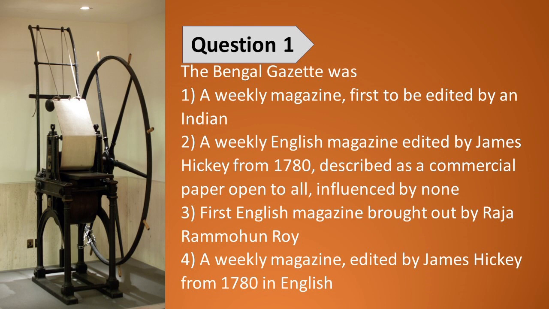Question number 1: The Bengal Gazette was, your option first is a weekly magazine first to be edited by an Indian. Second is a weekly English magazine edited by James Hickey from 1780, described as a commercial paper open to all, influenced by none. Third option is first English magazine brought out by Raja Rammohan Rai. Fourth option is a weekly magazine edited by James Hickey from 1780 in English.